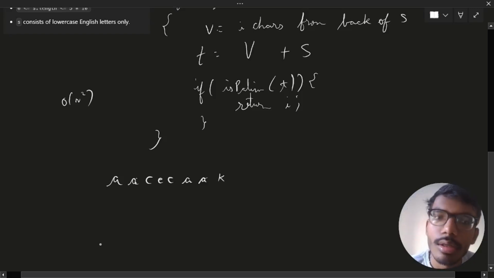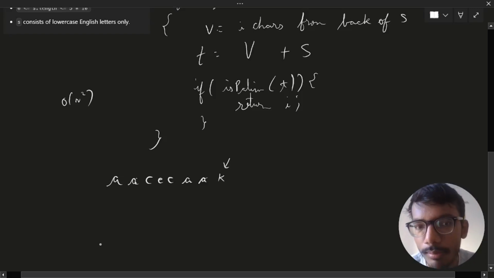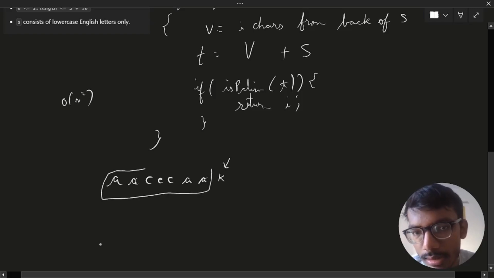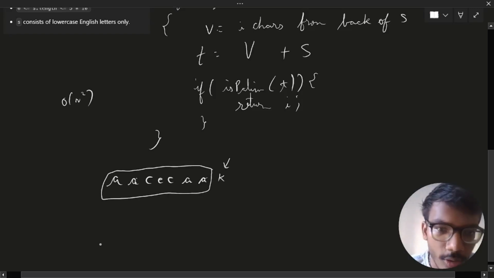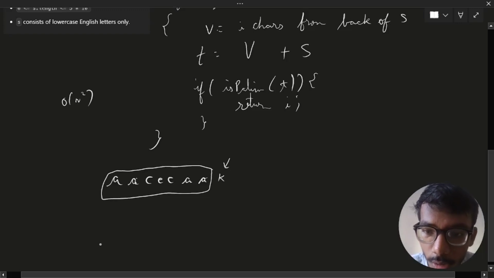I'm having k. So this last k is causing me a problem, because this string is a sub... This string is a palindrome. So I want to find the longest palindrome in my string s.